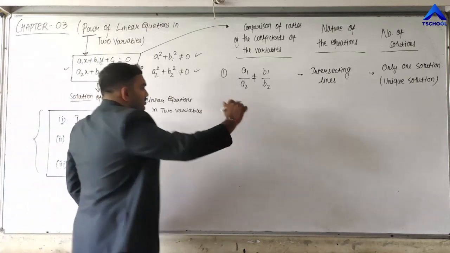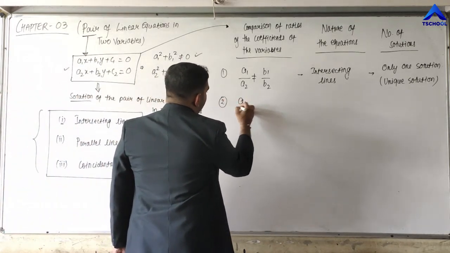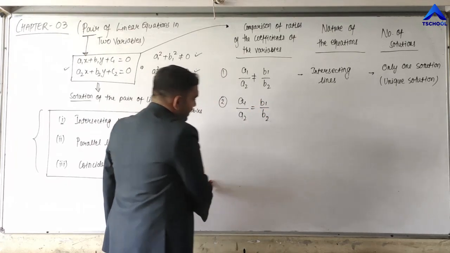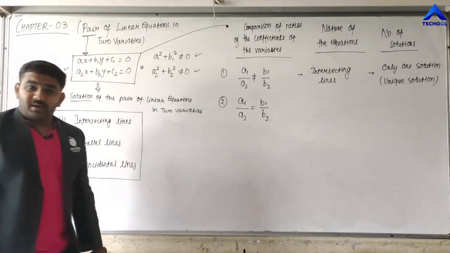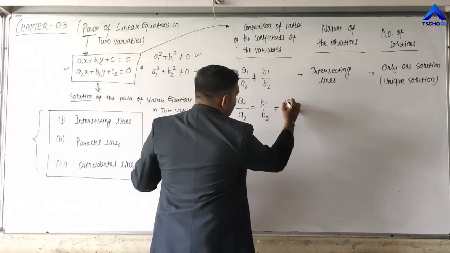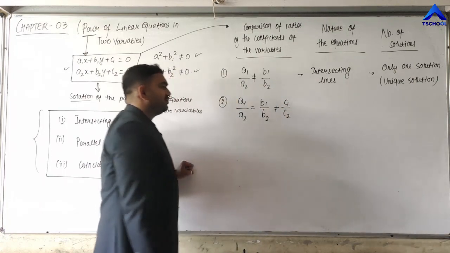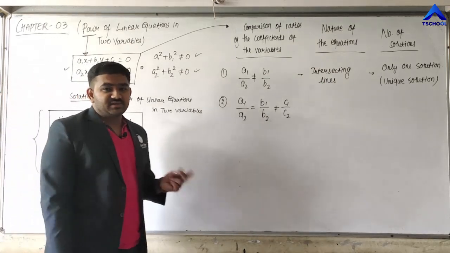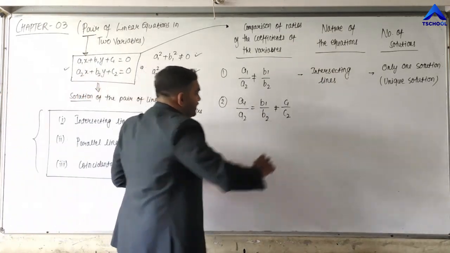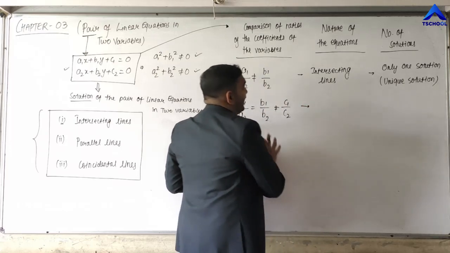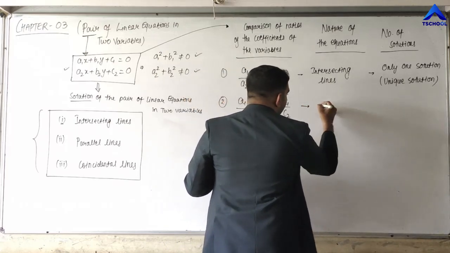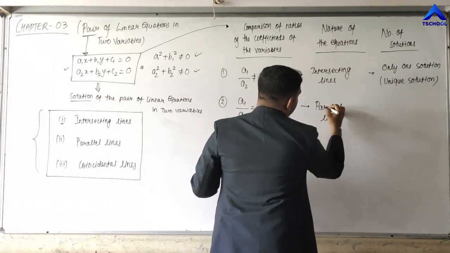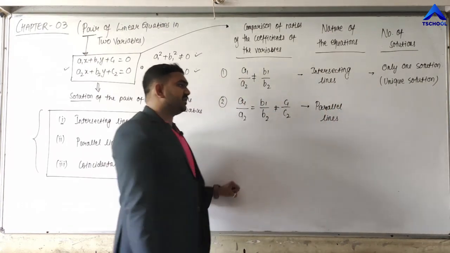So the second one here is, if a1 upon a2 is equal to b1 upon b2, now they are equal, but that is not equal to the ratio of the constant terms, that is not equal to c1 upon c2. a1 upon a2 is equal to b1 upon b2, but this is not equal to c1 upon c2. So in this case the equations given here will represent parallel lines, right? This will represent the parallel lines.